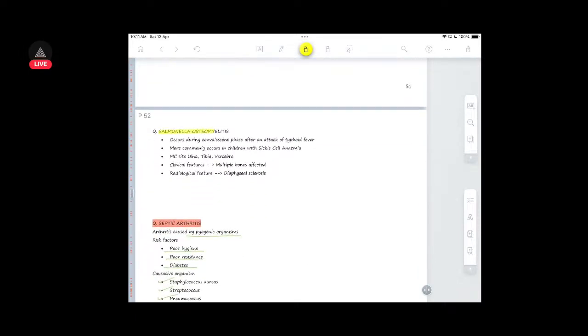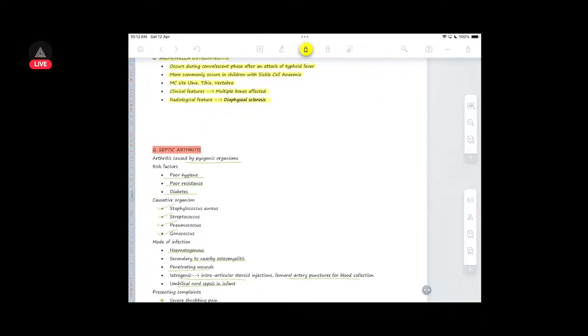Okay, then you have Salmonella osteomyelitis which occurs during convalescent phase after an attack of typhoid fever. So more commonly occurs in children with sickle cell anemia. Most common site is ulna, tibia, vertebra, and clinical features you have multiple bones will be affected. Radiological features you have diaphyseal sclerosis. Then septic arthritis is the arthritis caused by pyogenic organism.